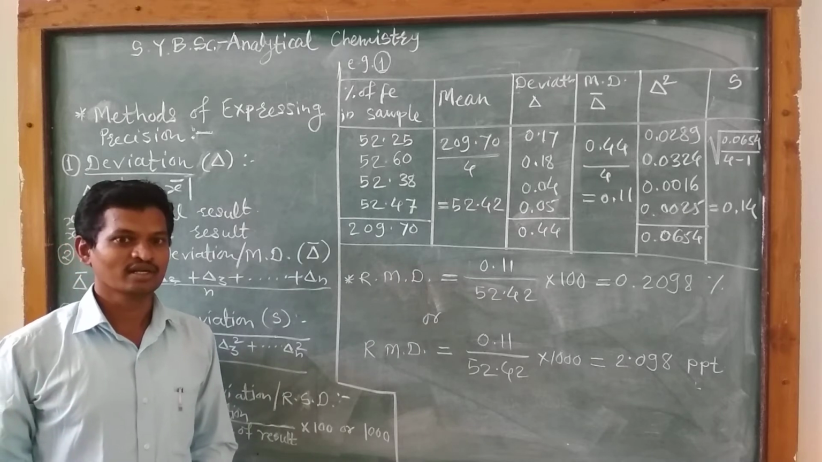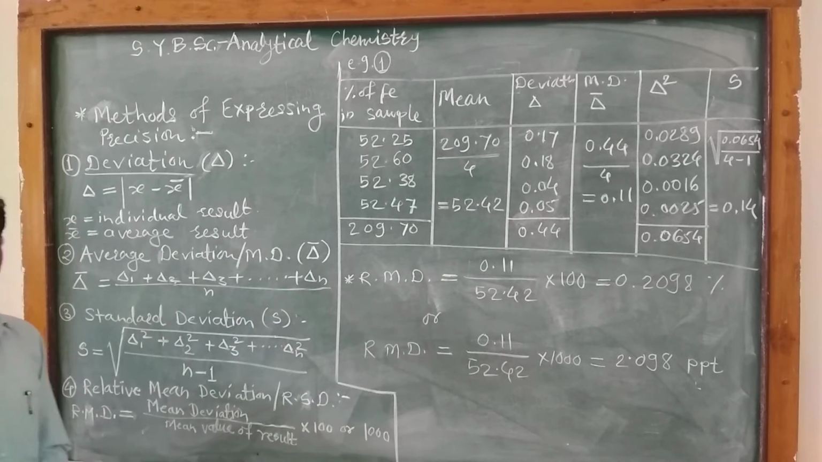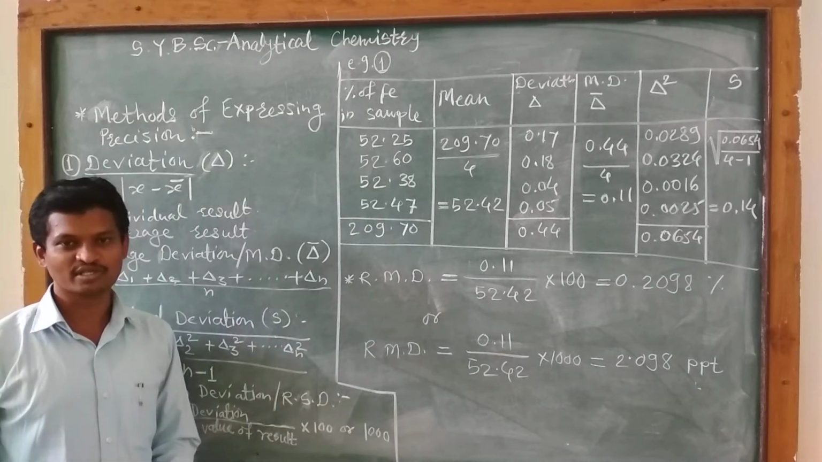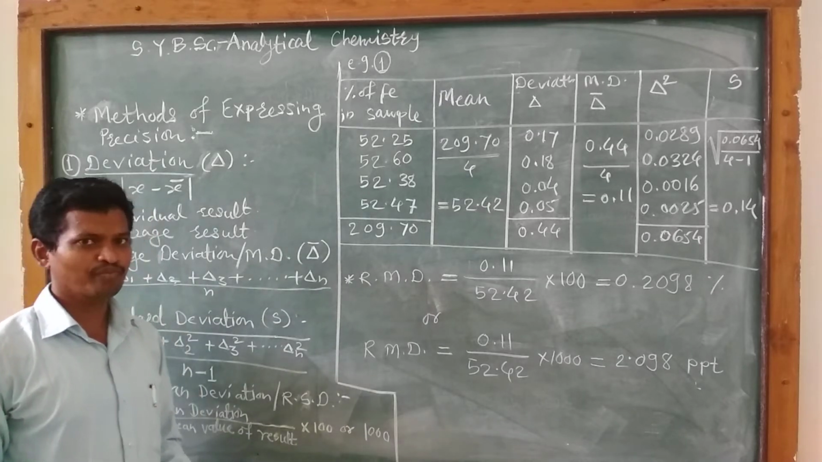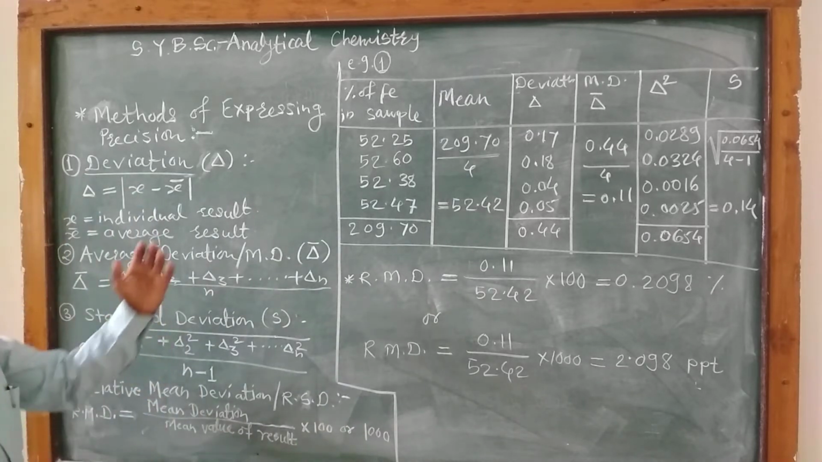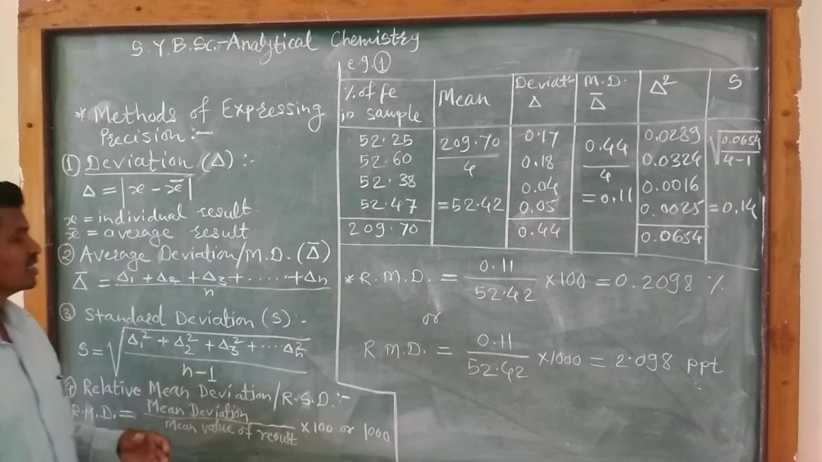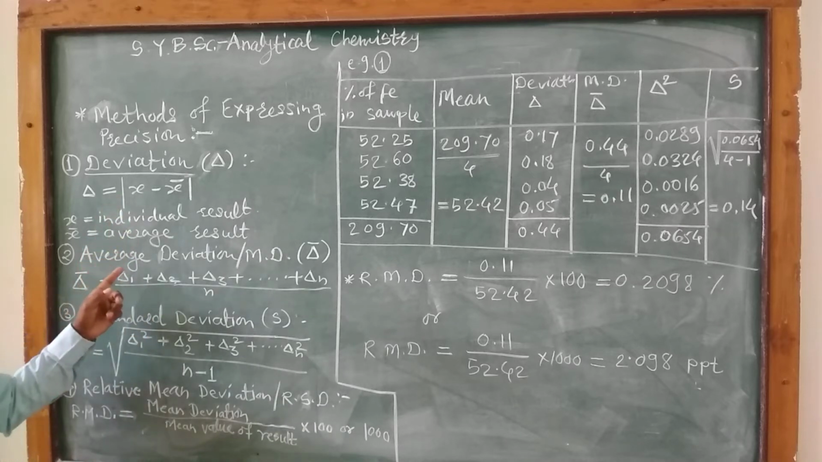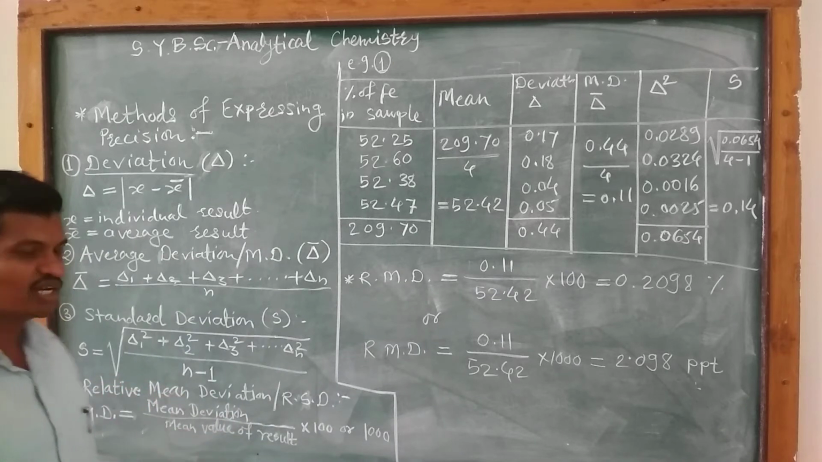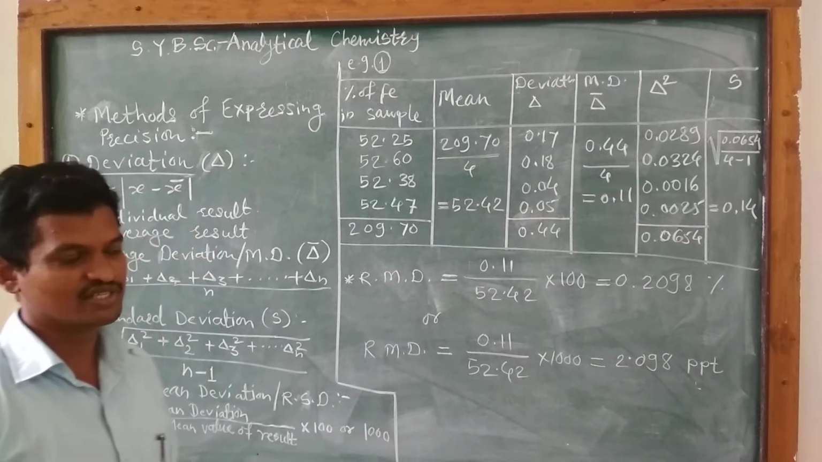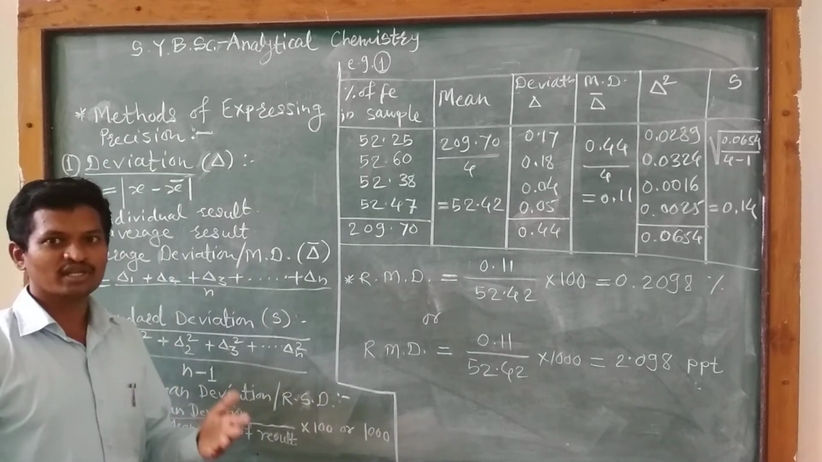Okay, now the next point is methods of expressing the precision. Last time we have seen the definitions of accuracy, precision, and methods of expressing the accuracy. Now today we have to see the methods of expressing the precision. There are four methods: first is deviation, second is average deviation or mean deviation, third one is standard deviation, and fourth one is relative mean deviation or relative average deviation. Okay, so these are the four methods of expressing precision. We will see one by one in detail.